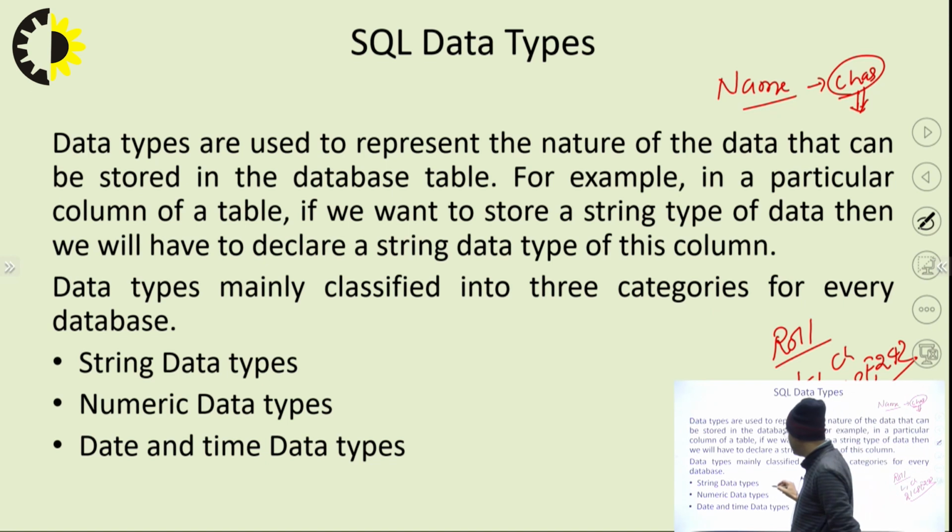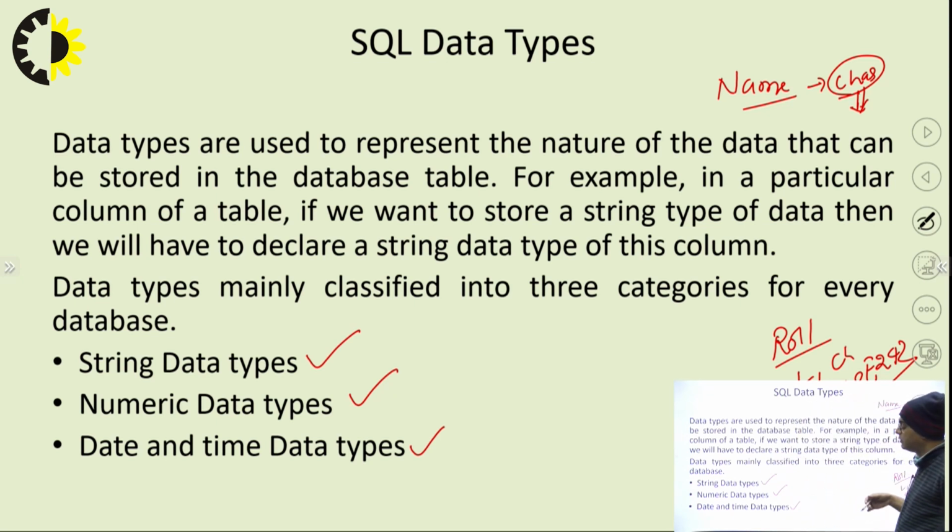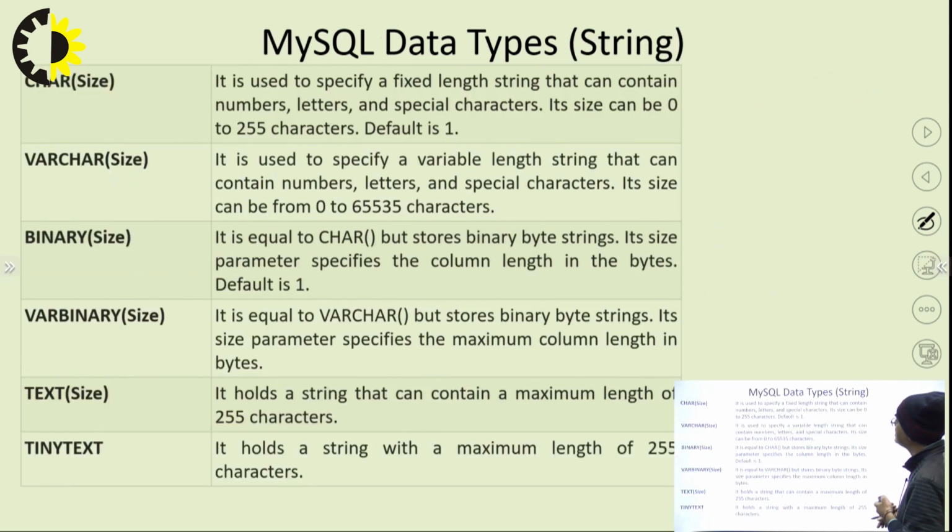The first data type is the string data type, the second one is the numeric data type, and the third one is the date and time data type. Without knowing these three data types, we are not able to store a particular database or create a particular table. That's why we need to understand the SQL data types. The first one is the MySQL string data type.